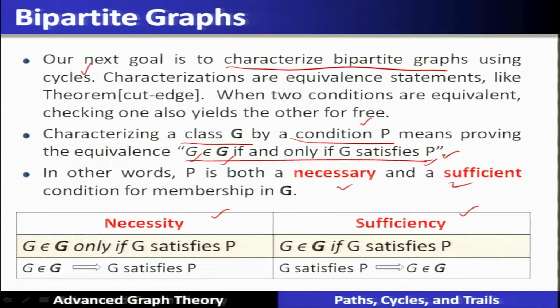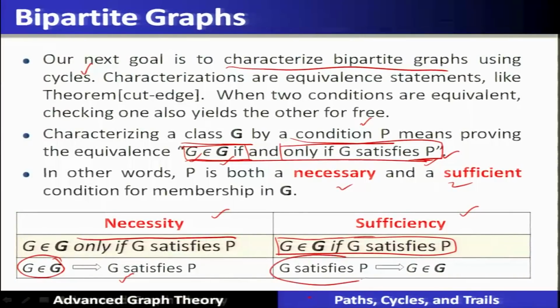So there are two conditions we have to establish simultaneously for proving the equivalence. The first condition is called the necessity condition. Necessity condition means the only-if part of this equivalence statement we have to prove. This means that if G is a member of a particular kind of graph, this has to be proved, that is, it will imply that G satisfies the condition P. For the sufficiency condition, we have to see the other side of the proof: the membership of G is possible if G satisfies this particular condition. So we have to start with the given condition that G satisfies P, and basically conclude that it will imply the membership.